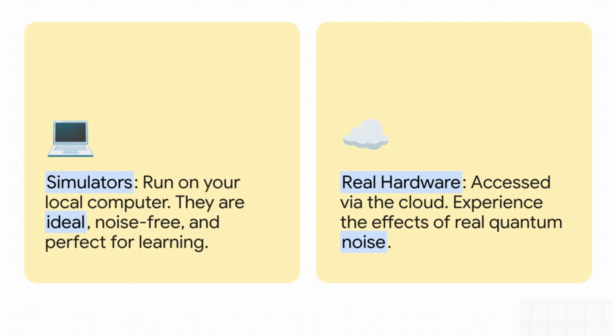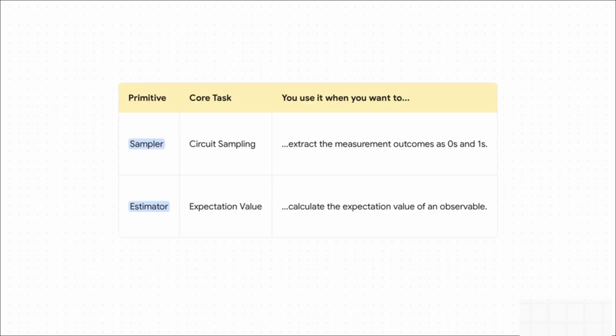the whole field. Now, to make this whole interaction a bit easier, Qiskit gives us something called primitives. They're basically a way to focus on the tasks you want to accomplish. You've got the sampler, which is what you use when you just want the raw measurement outcomes, the counts of zeros and ones. Then you have the estimator, which is for more advanced tasks, calculating the average value of some property of your system. This is the absolute core to a lot of big quantum algorithms.